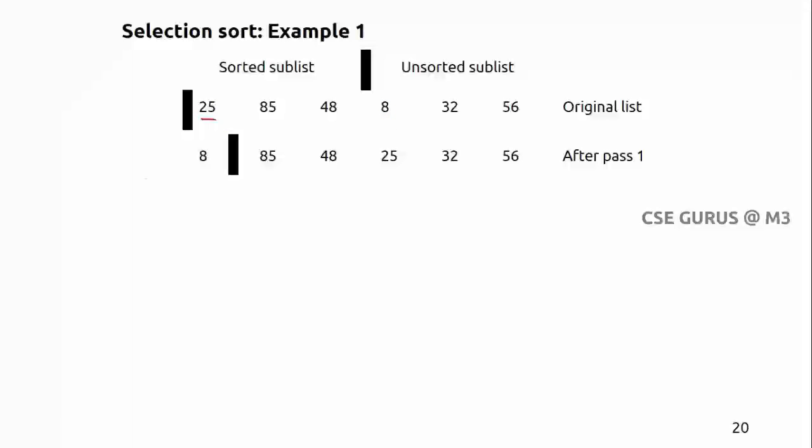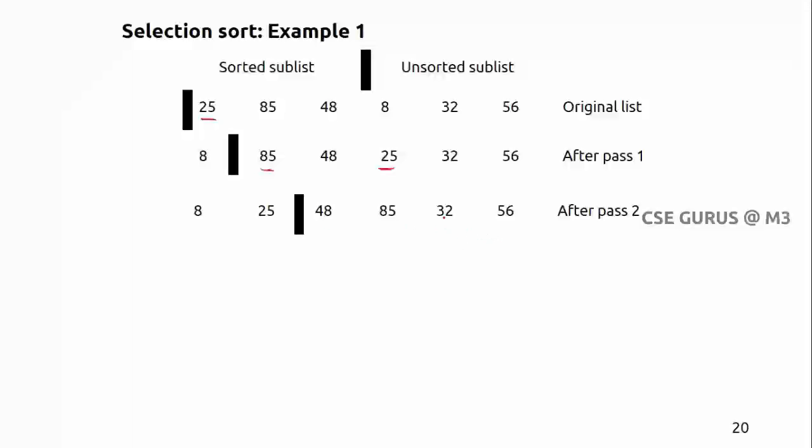Now the separator: the left part is sorted, the right part is the unsorted sublist. Now what is the minimum value? 25, right? So 25 is to be swapped with, I told you, the first value in the unsorted part. You cannot swap with 8, right? It is a sorted one. So 85 and 25, is that right? The minimum value is 25 among the unsorted sublist and my first value is 85. So swap. Now it will become like this. Now the separator will be here. Why? Because 8 and 25, two elements are sorted, and the remaining elements are unsorted.